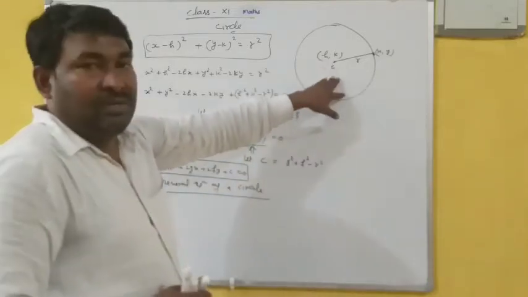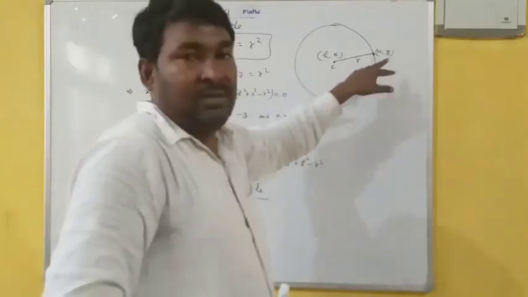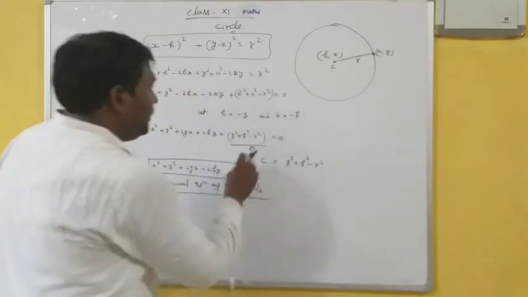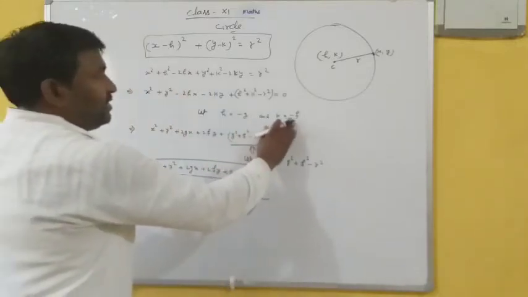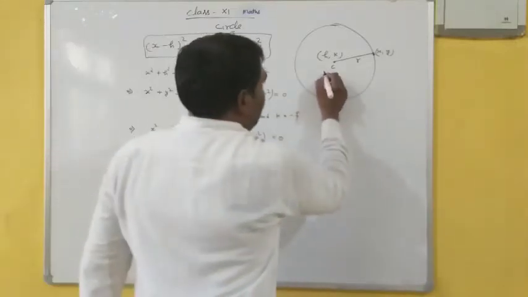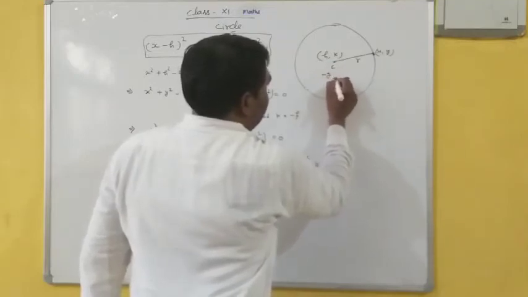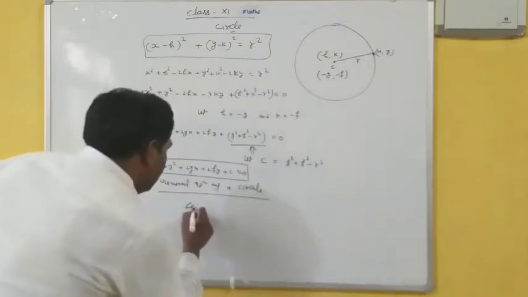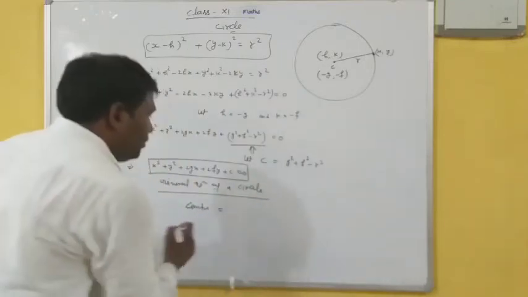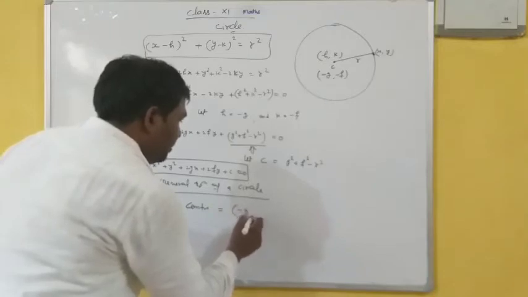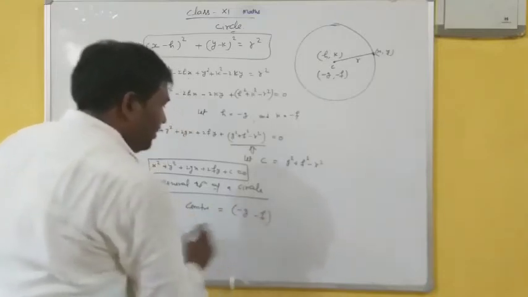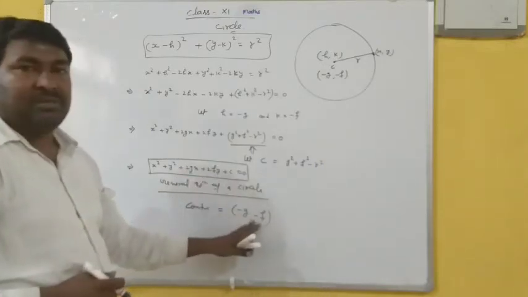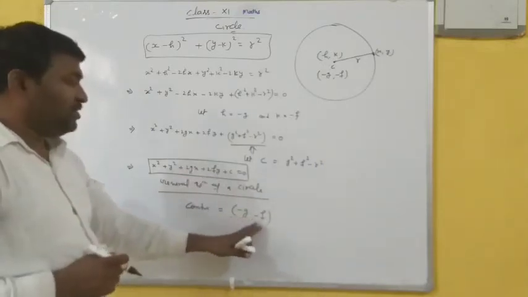Now see how you can find the center of a circle and the radius of a circle. From here, h is minus g and k is minus f. Therefore, the center will be equal to minus g comma minus f. This is your center. Find the values of g and f and put them here. So your center will be minus g comma minus f.